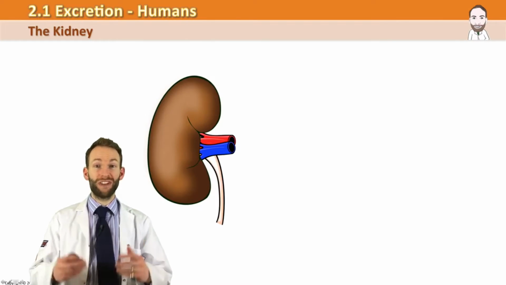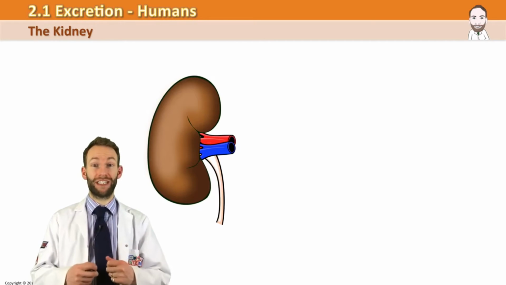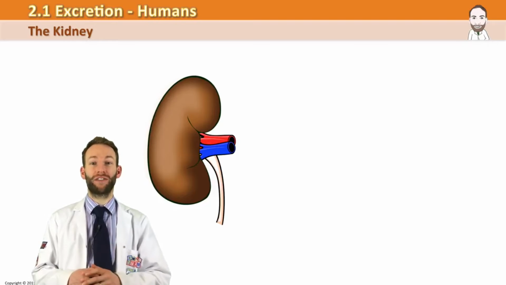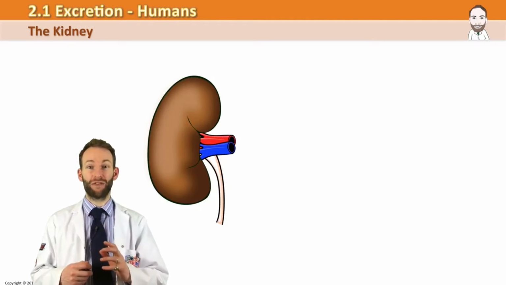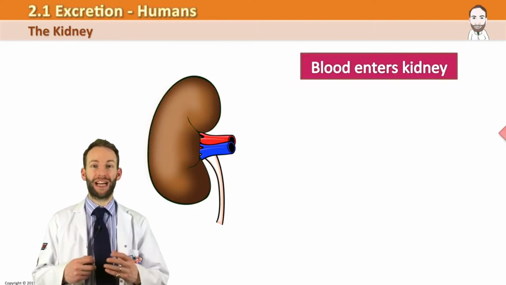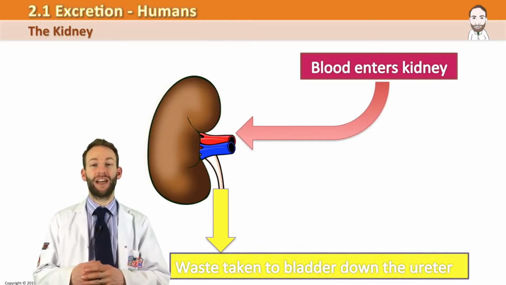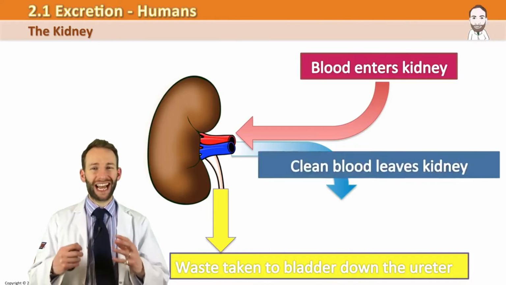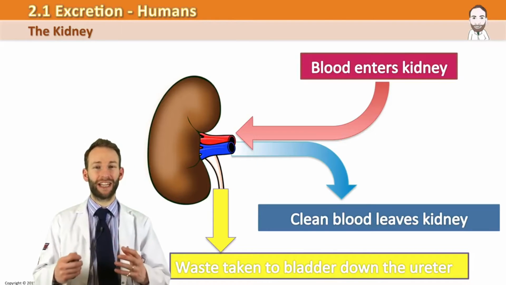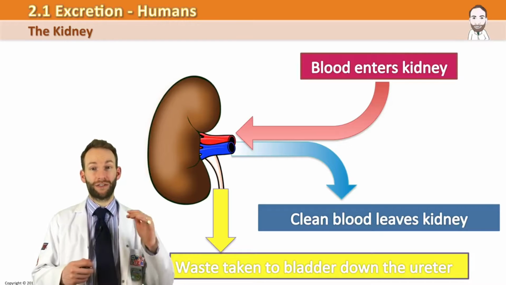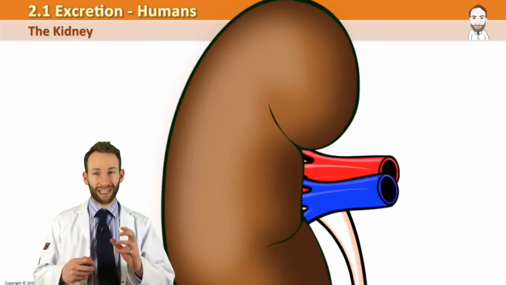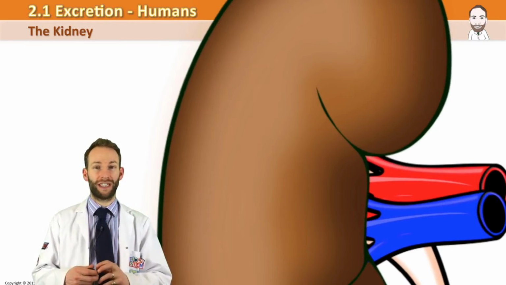So by now you should really know the basic structure of the urinary system and the gross structure of the kidney. Every day your blood passes through your kidneys about 400 times. The blood enters the kidney via the renal artery, the waste is filtered out and leaves the kidney via the ureter, and the clean blood then leaves the kidney via the renal vein. But what is actually happening inside the kidney for that to happen? Well, you've got to delve deep right down inside the kidney, right down to a microscopic level to find out.